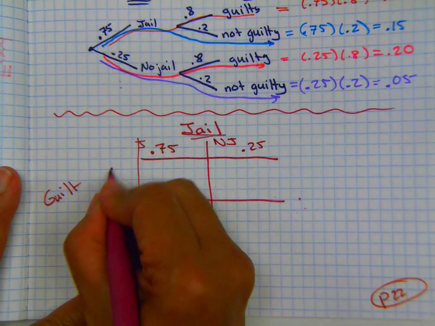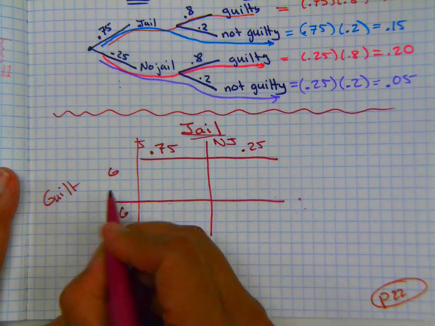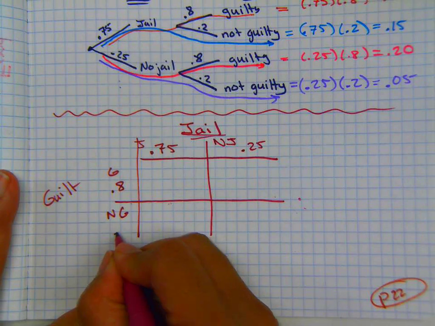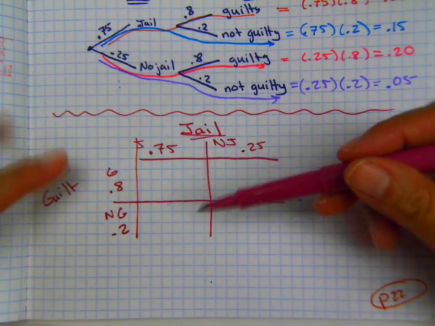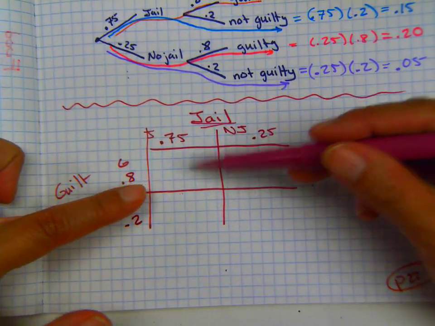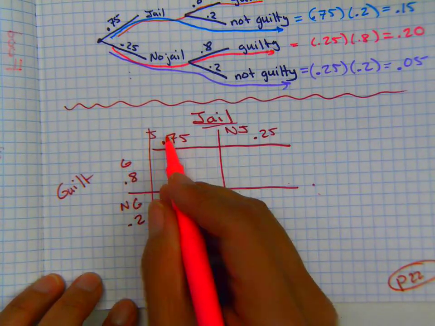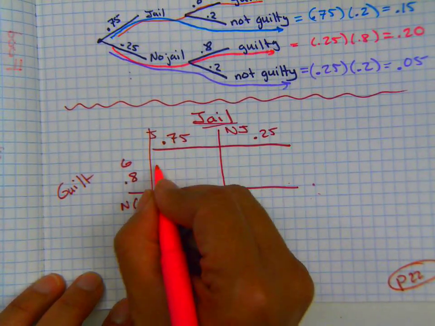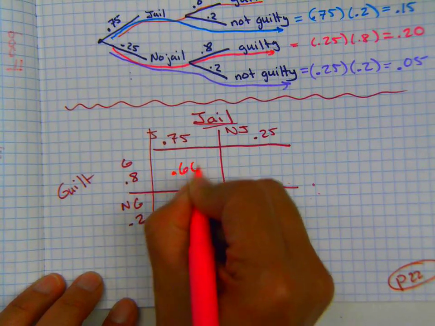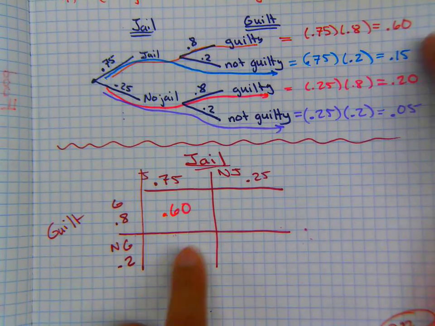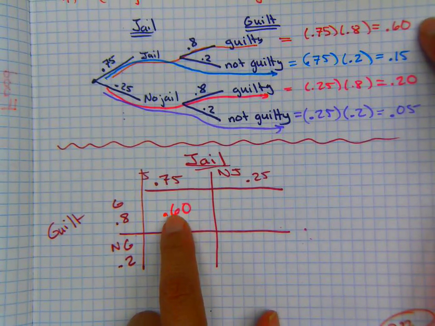So I could have been guilty or not guilty. Guilty was 0.8 and not guilty was 0.2. And just like we did in the past, to get these areas, we would multiply them together. So guilty and jail would have been 0.75 times 0.8, which is 0.60. If you did all of them, those numbers should match those numbers up here. If they don't, then you probably made a mistake somewhere.